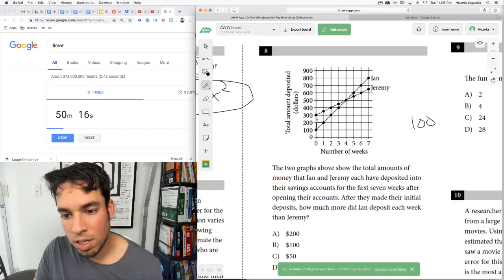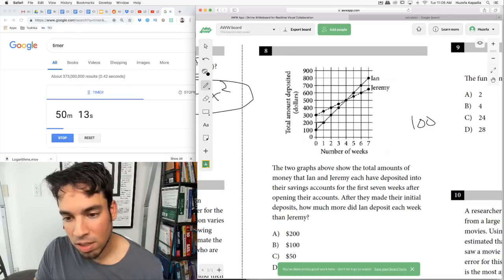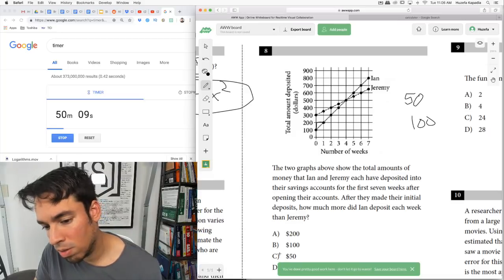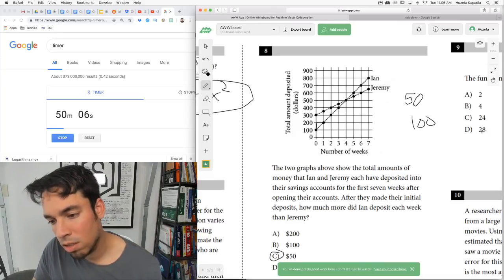And Jeremy is depositing, it looks like it's going up 50, because see, he's going up 100 in 2 weeks. So Ian's doing 100 each week and Jeremy 50, so Ian is doing 50 more per week. That's it.